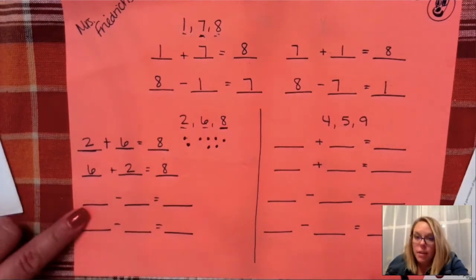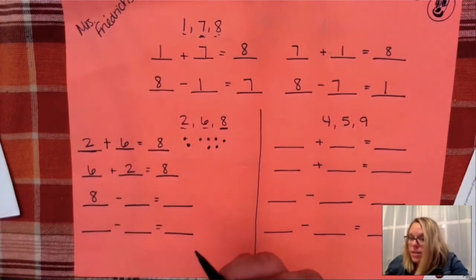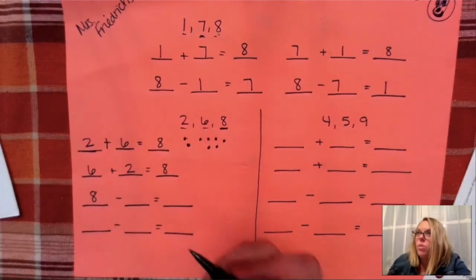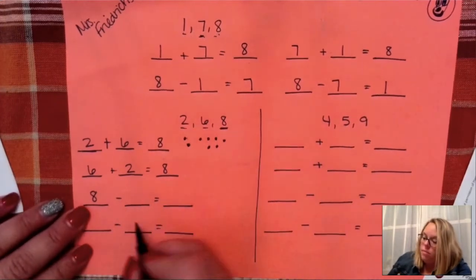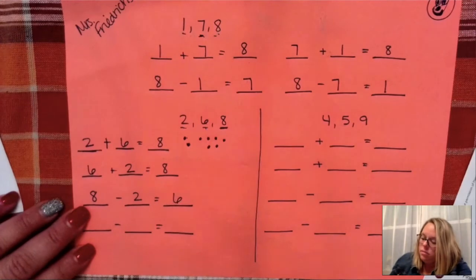Now I'm subtracting. Remember that when I'm subtracting, I have to start with my largest number. I cannot start with a small number. I have to start with the biggest one I have. 8 minus 2 equals 6.